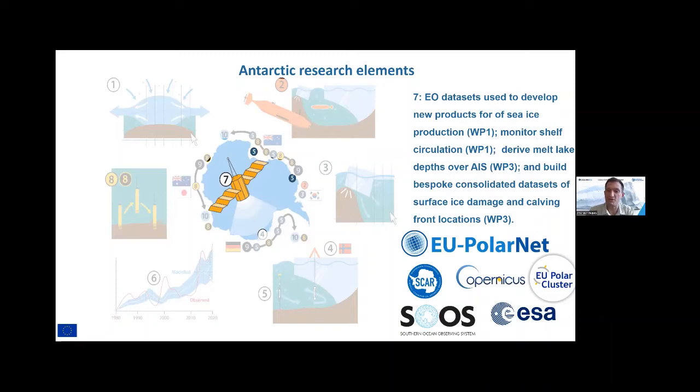So one of these will be sea ice production and using that to monitor shelf circulation where we can, using some of the new products that look at dynamic circulation in the presence of sea ice. Work package 3 will be looking at on the continent to start deriving melt lake depths over the ice sheet and to start building bespoke consolidated data sets of surface ice damage and calving front locations. This is really important for understanding the dynamic question of how the ice sheet responds to forcing.